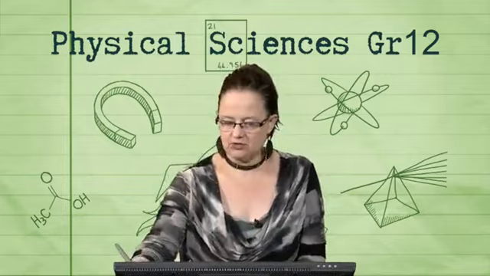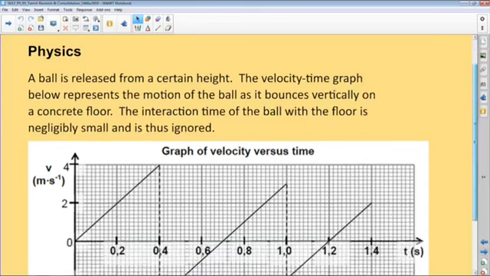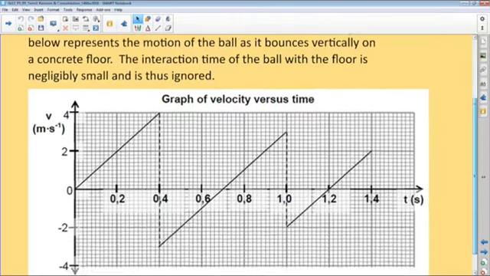Now, the question says to us, and I want you to have a look at it before I give you time to do anything, that a ball is released from a certain height. The velocity time graph below represents the motion of the ball as it bounces vertically on a concrete floor. The interaction time of the ball with the floor is negligibly small, so we can just ignore it. And then there's the graph. Okay, so there's the graph.